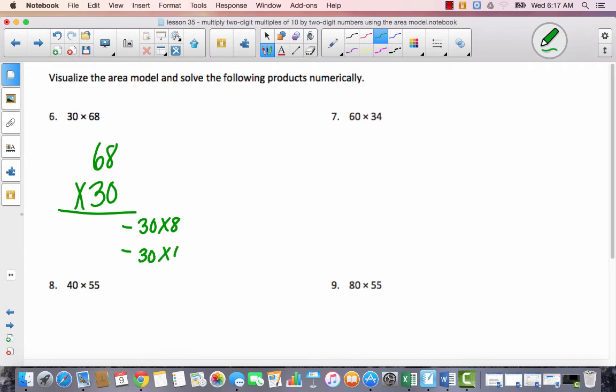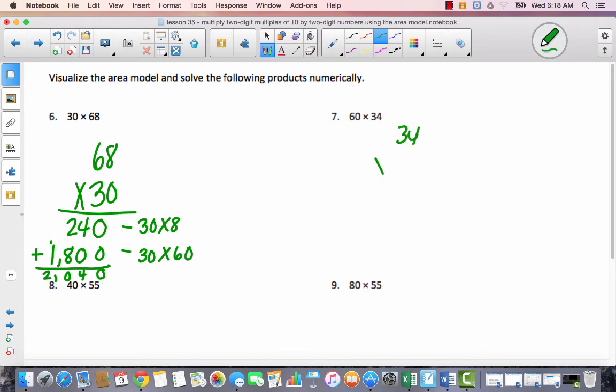30 times 60. So 3 times 8 is 24, and then I add my 0 to make it a 240, and then I've got 3 times 6 is 18, and I've got 2 zeros here. It's really important that you line these up so that when you go to add, you're not going to make a mistake. All right, so I'm going to write this really small. 0, 4, and then this is a 10, and then this will be 2. So my answer is 2,040. Okay, not so bad. All right, let's try this one.